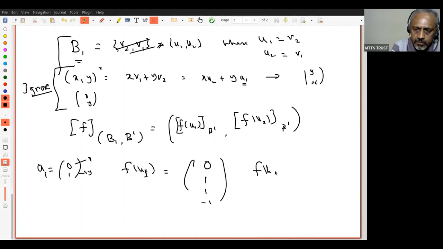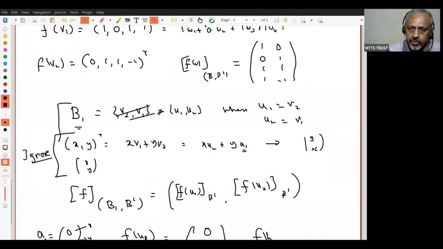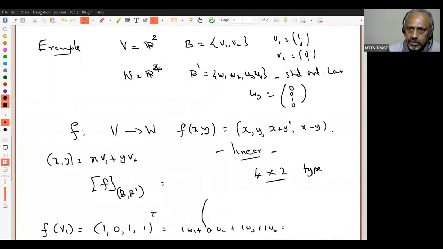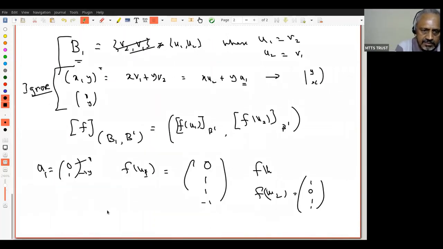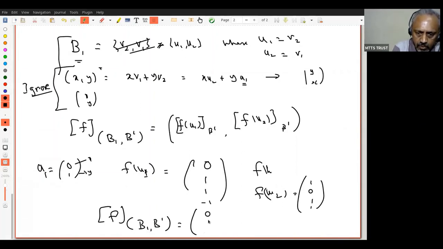And what is f of u2? What is u2? u2 is going to be your v1, that is 1 comma 0. 1 comma 0 will go to 1, 0, 1, 1. Therefore, what is the matrix? The matrix of f with respect to the ordered basis b1 on the domain and b dash on the codomain is going to be 0, 1, 1, minus 1, and 1, 0, 1, 1.